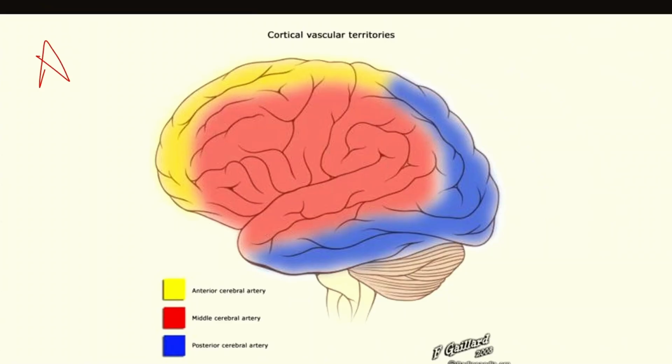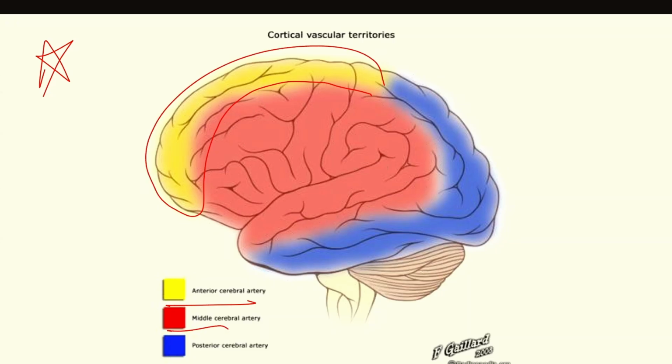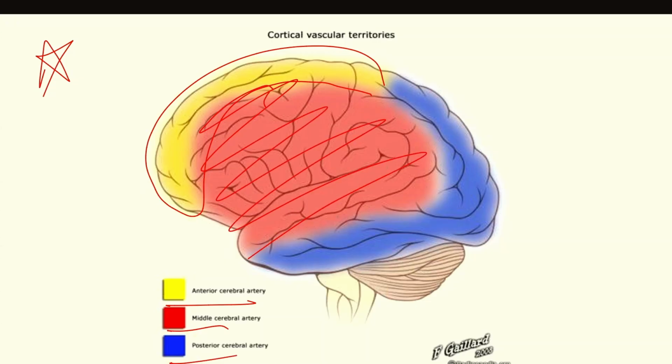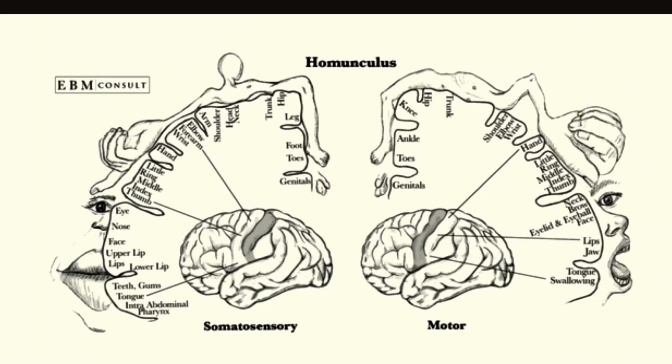So this is another very important one to know. Your anterior cerebral artery circulation is all the yellow. Middle cerebral artery is all the red. Big territory for that middle cerebral artery. And we have the posterior cerebral artery. Obviously, that's our visual area back there. Here's our homunculus. So remember, somatosensory side and the motor side. Okay?